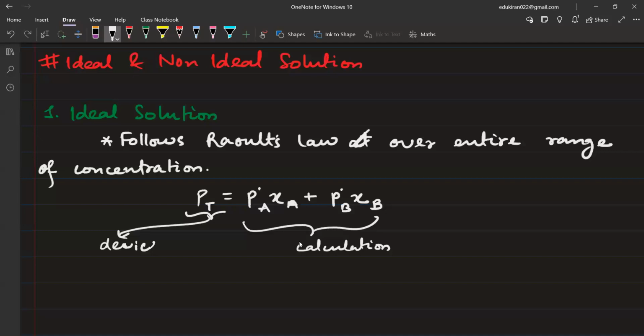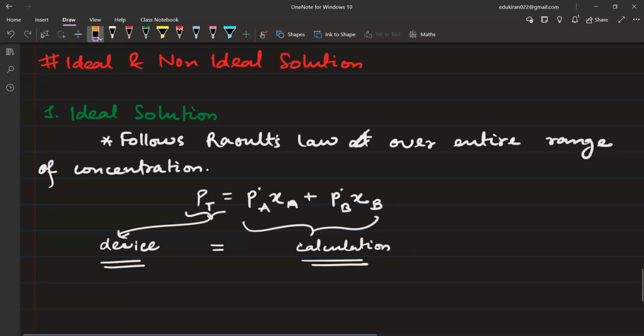There are two ways of getting any value in science. Either you can use a calculator to calculate it, or you can use a device and measure it. If the device is very expensive, we generally try to find a formula with which we can calculate the exact value without the device. But that formula should work under all the different conditions. If a solution follows Raoult's law, then the pressure you calculate and the pressure you get from the device will be equal.